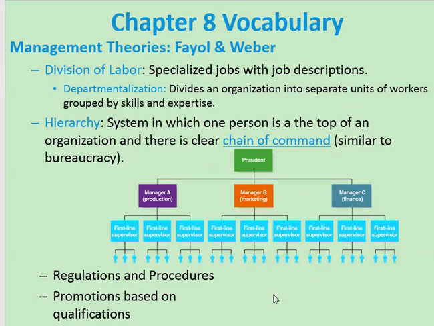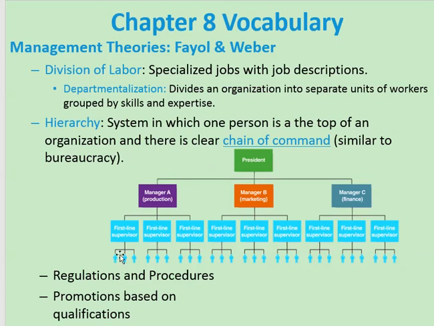And they wanted a hierarchy. They wanted a clear chain of command from top to bottom, where one person is at the top of the organization and there's a clear progression from top to bottom. So you might have, for this particular picture, a president or the CEO, and then you have his 3 plant managers, and then first line managers from there, and so on.